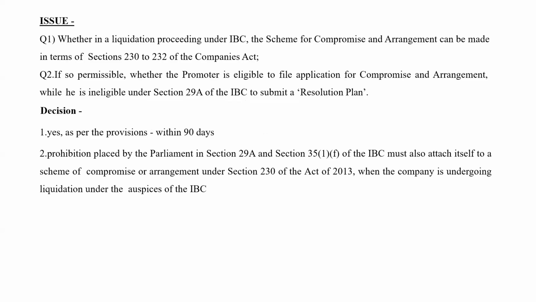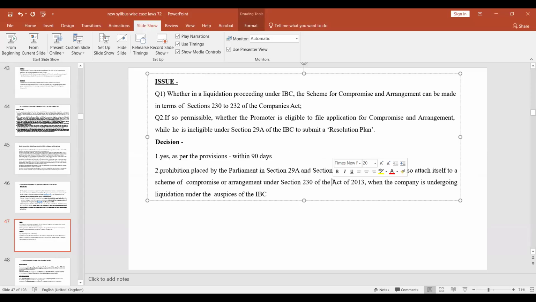As far as whether the scheme for compromise and arrangement can be made, they said yes, as per provisions within 90 days. And regarding whether he is eligible to file an application though ineligible under Section 29A: the prohibition placed by Parliament in Section 29A and Section 35(1)(f) of the IBC must also attach itself to a scheme of compromise or arrangement under Section 230 of the Companies Act 2013, when the company is undergoing liquidation under the auspices of the IBC. So the main issue here was that if a person is ineligible.